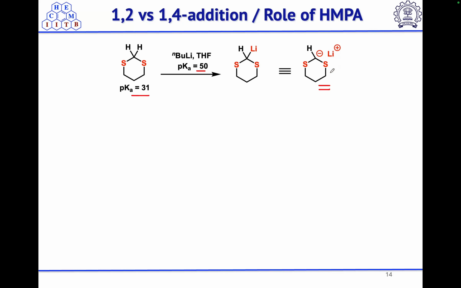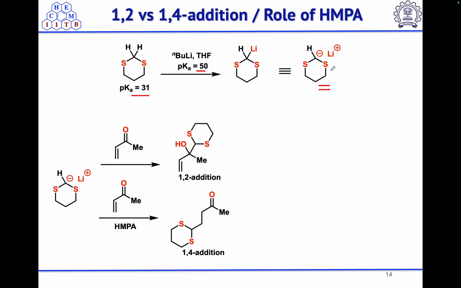Now, when you are having this lithiated carbanion, and if you treat this compound with methyl vinyl ketone, which is having two electrophilic centers, this carbon and this carbon, now if you add this methyl vinyl ketone onto this compound, in the first step 1,2 addition will happen.